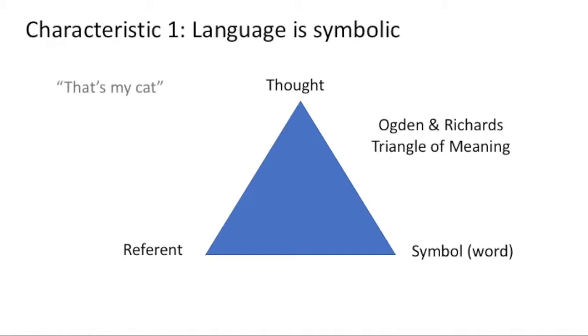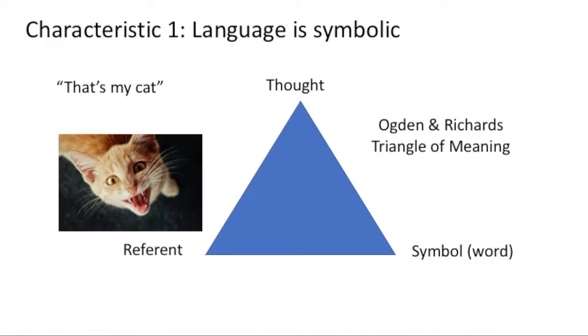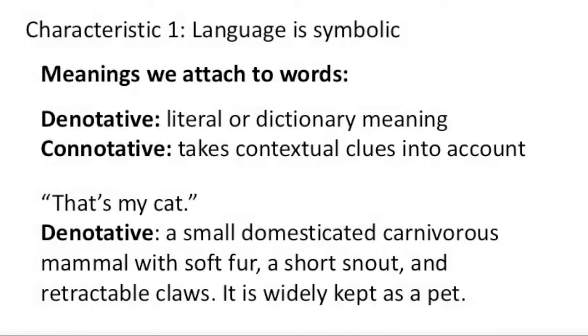So for example, let's take the phrase, "That's my cat," and let's focus on the word cat. Someone says, "That's my cat," and this walks up to you. This would be the referent. This is the thing that the word cat refers to. The symbol would be the word cat. The thoughts, though, could vary considerably, right? You may see this animal or hear the word cat and think, "Oh, cute," or you might think, "Ah, I have allergies."